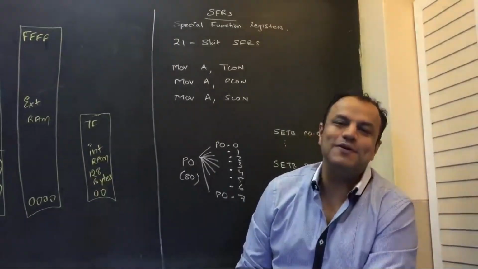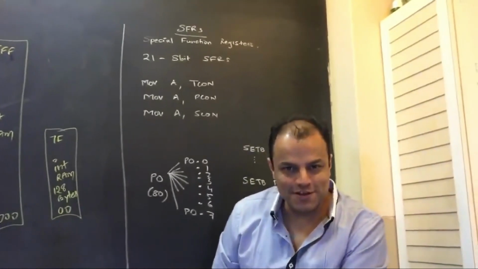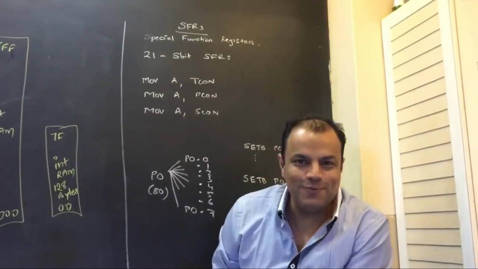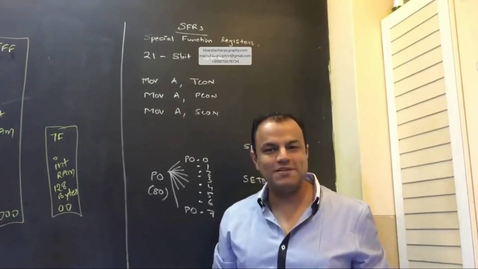In today's video we're going to learn SFRs. SFR stands for Special Function Registers. So there are 21 SFRs in 8051. They are special function registers. The name itself gives you an idea.